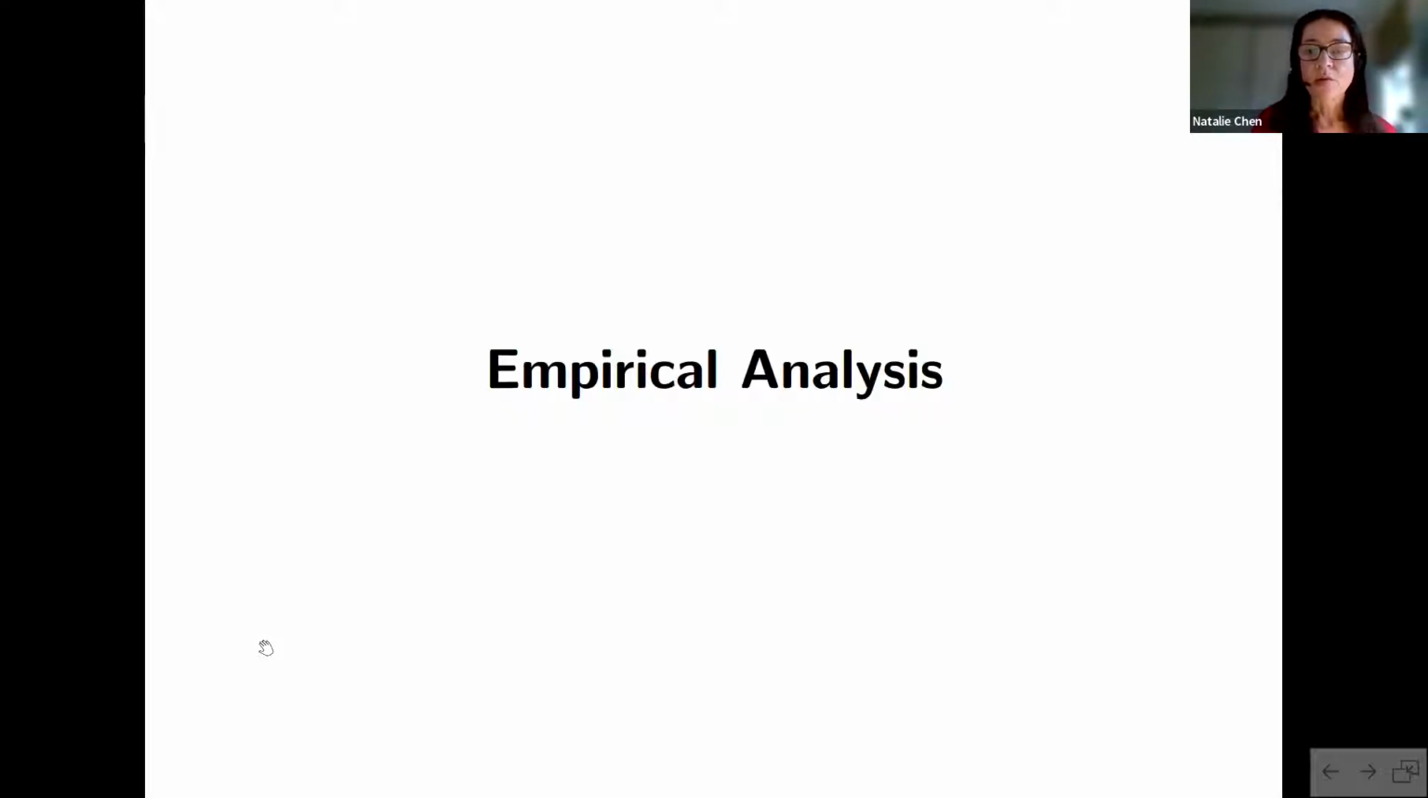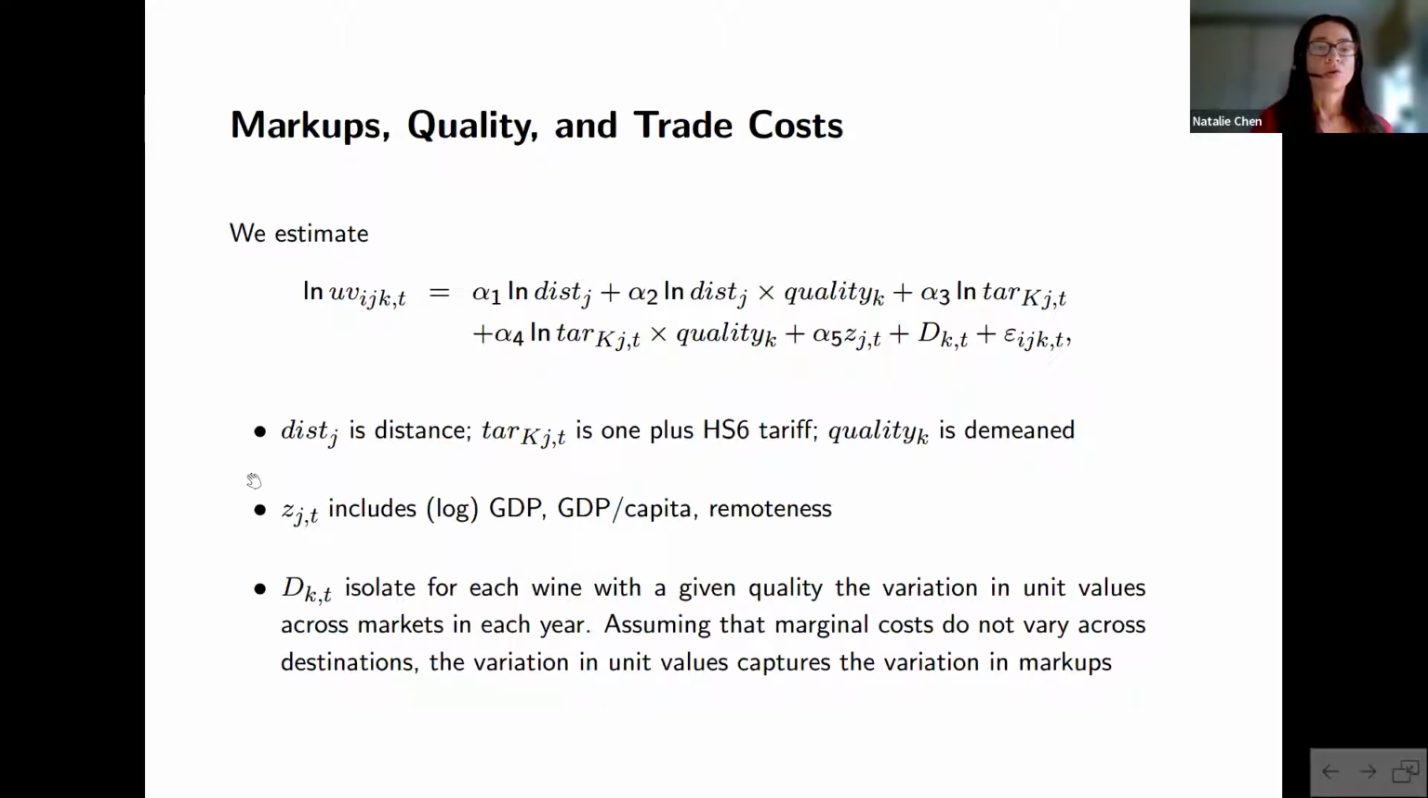Okay, so now let me go to the empirical analysis. What we want to do here is to see how markups vary across destinations depending on bilateral distance, tariffs, and the quality of exports.